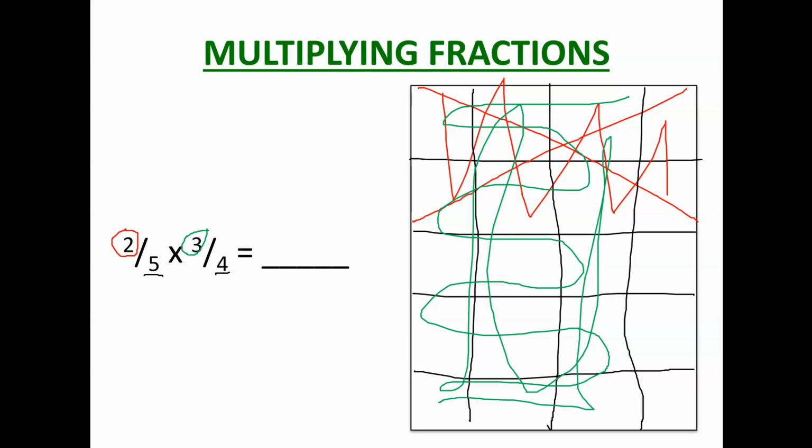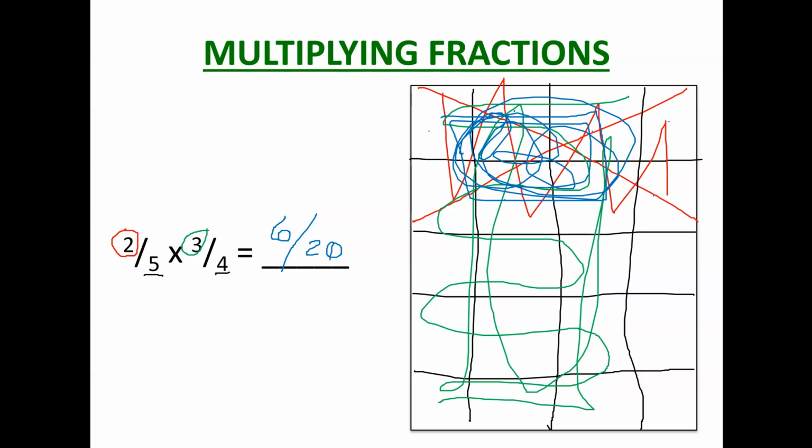To get our answer, we need to determine first how many slices have both red and green in them. I count 1, 2, 3, 4, 5, 6. These 6 slices have both red and green, so that is our numerator. Then we need to count how many total slices the pizza is now cut into. I count 1, 2, 3, 4, 5, 6, 7, 8, 9, 10, 11, 12, 13, 14, 15, 16, 17, 18, 19, 20. That's 6 over 20.